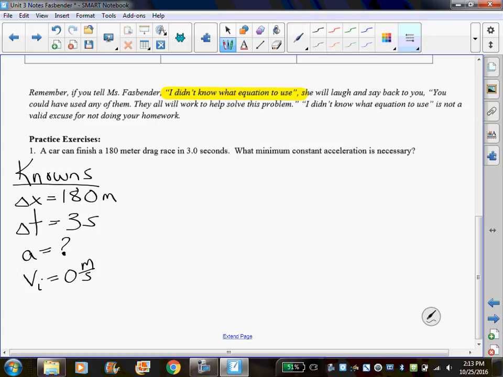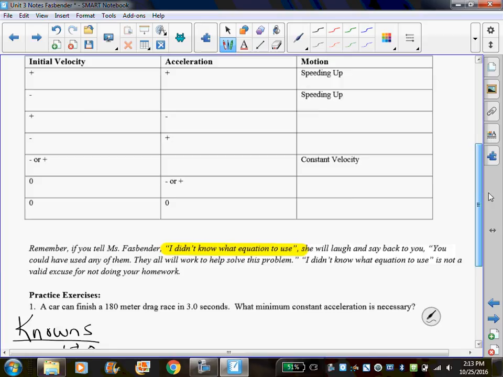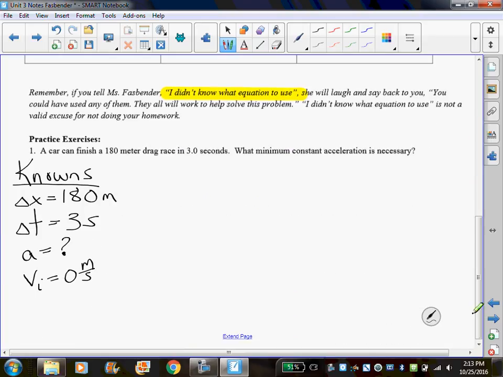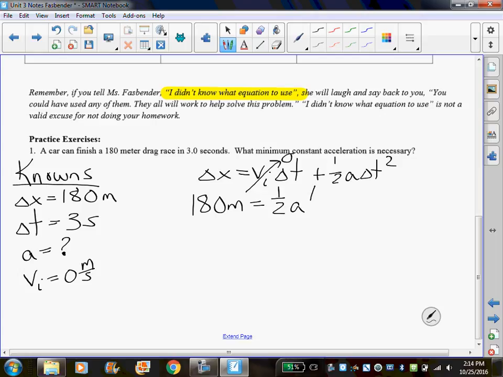So we now need to think to ourselves, what algebraic equation combines delta x, delta t, a, and vi? So you guys can refer to the notes a little bit higher up where we listed out all 4 kinematic equations. And hopefully you will see that delta x equals vi delta t plus 1/2 a delta t squared has all 4 of these knowns in it. So we can fill in everything we know. Since that initial velocity is 0, that whole thing goes away. And we're left with 1/2 a times 3 seconds squared.